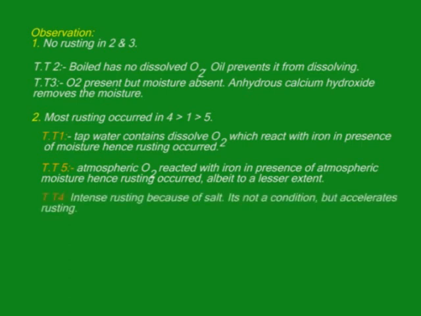Rusting was more intense in test tube 4. Why? Because of the salt. Salt is not a condition for rusting, but only accelerates the process. This is why cars would rust faster at the coast compared to interior regions, due to the presence of a salty environment. High temperature also accelerates the rate of rusting.